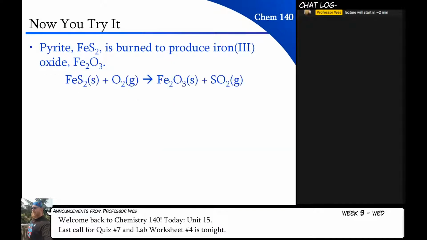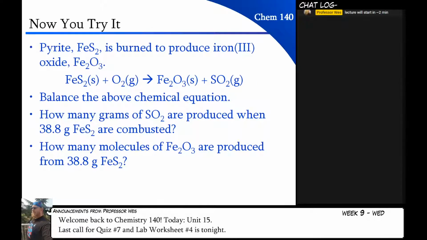And we'll go to this problem, which is just a different one. Okay. So here we have pyrite. Pyrite is also known as fool's gold. If you burn pyrite in the presence of oxygen, you get rust, which is iron oxide, and SO2. First, balance the equation. Second, how many grams of SO2 do you make when you combust 38.8 grams of pyrite? And from 38.8 grams of pyrite, how many molecules of rust are made?